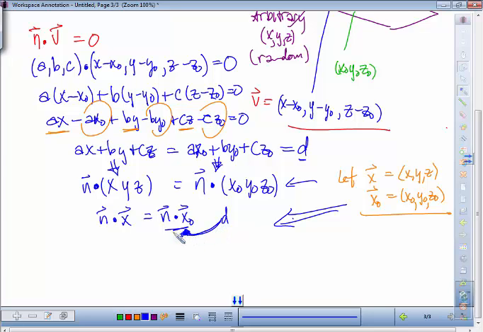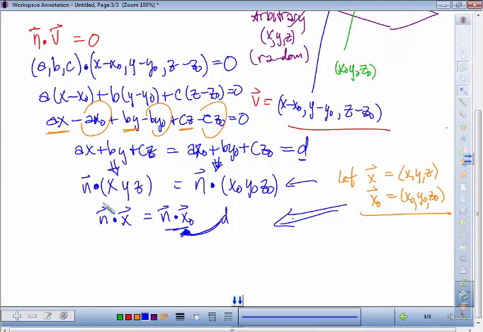Okay? So if you're wondering how to write an equation of a plane, looks like it's just a couple of dot products. All you need is a vector, a normal vector, and a point on the plane. Once you have that, it becomes a formula.